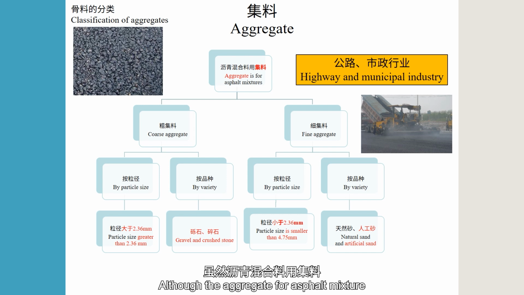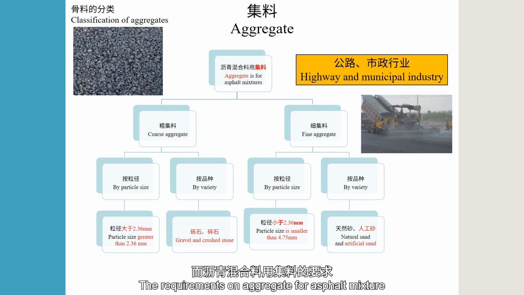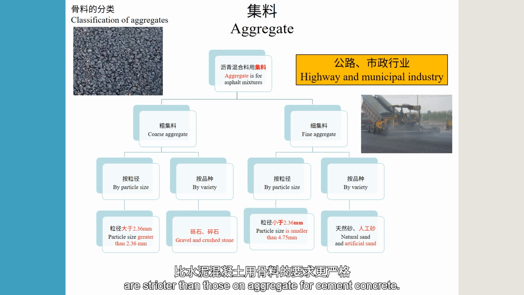Although the aggregate for asphalt mixture is not classified according to technical indexes, different types of mixture lead to different technical indexes. The requirements on aggregate for asphalt mixture are stricter than those on aggregate for cement concrete.